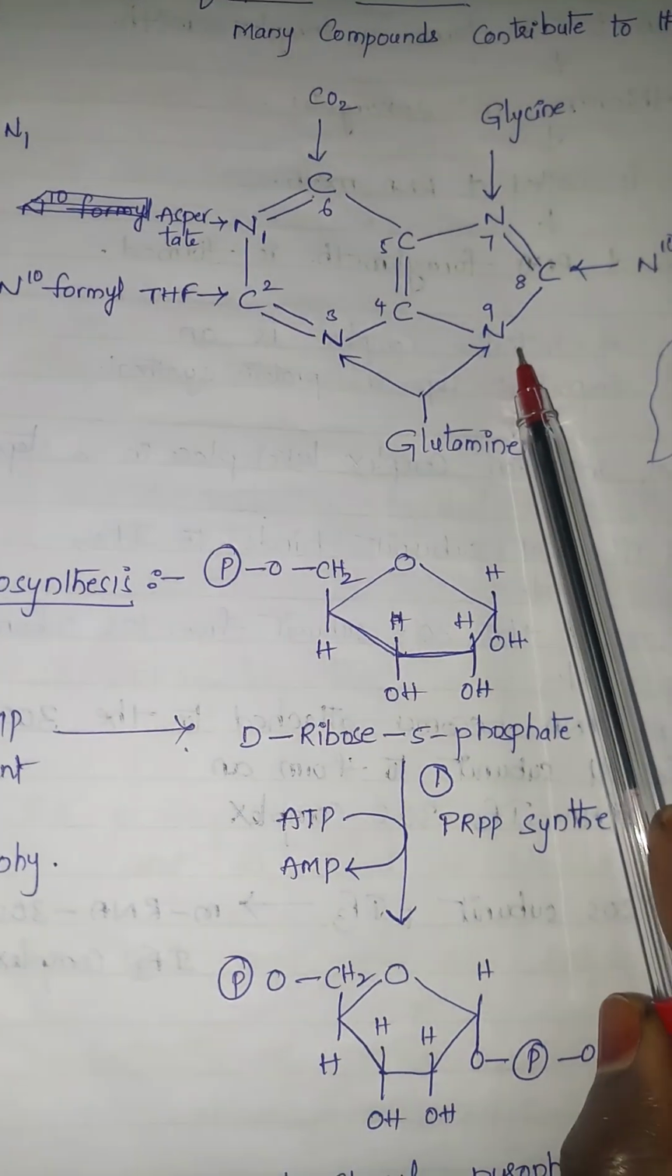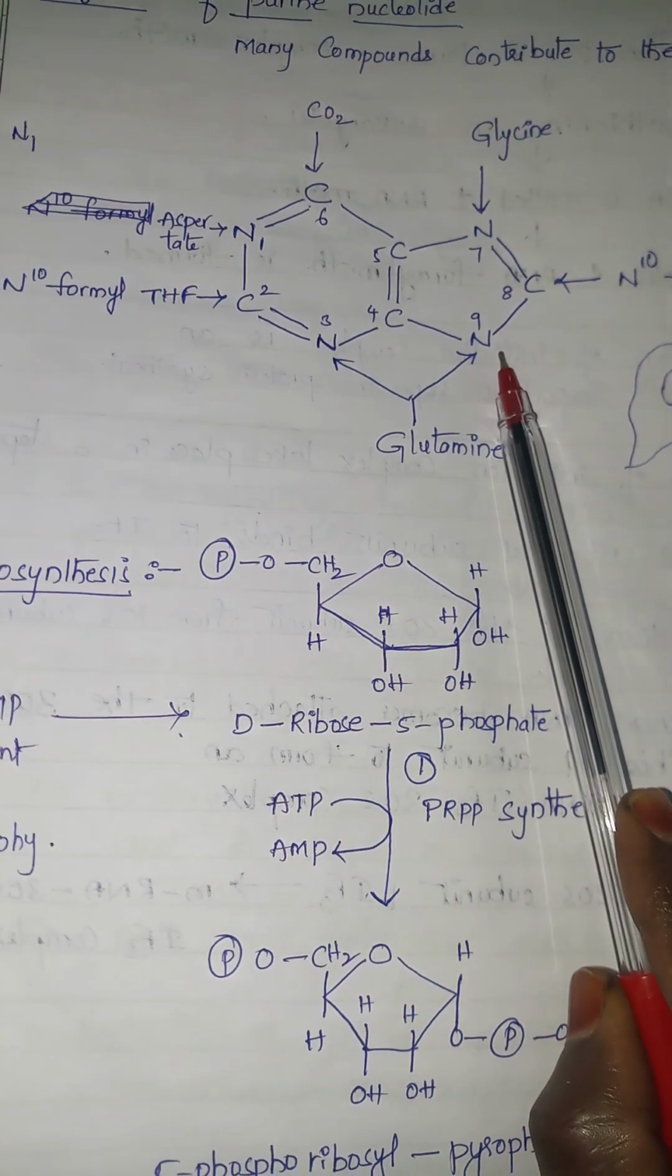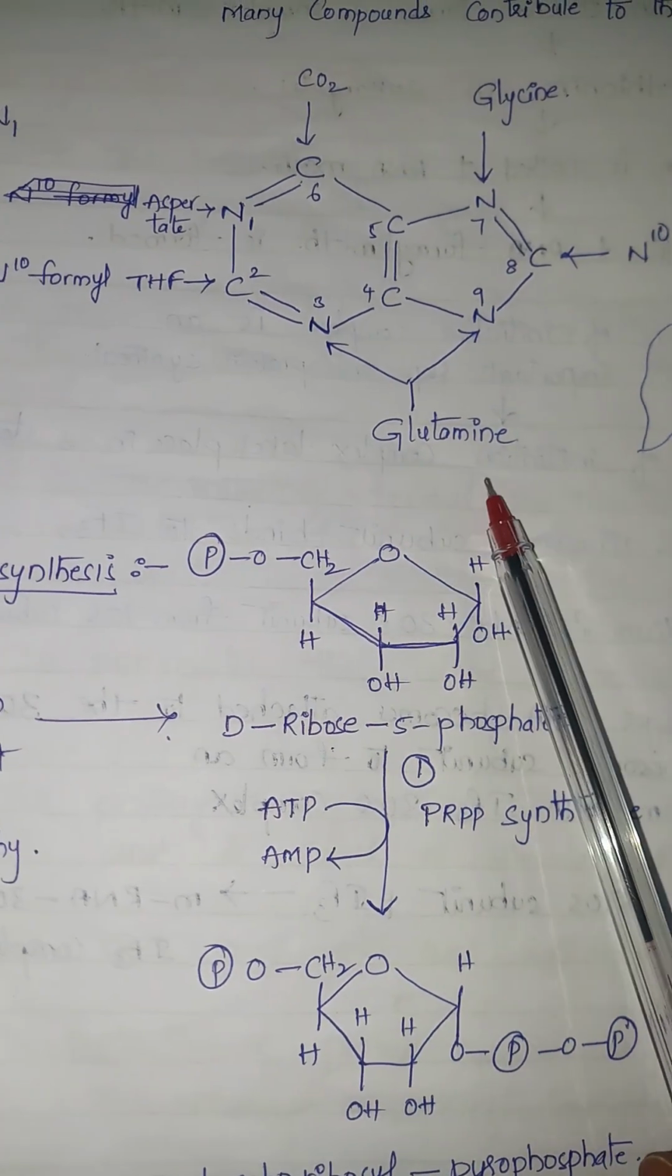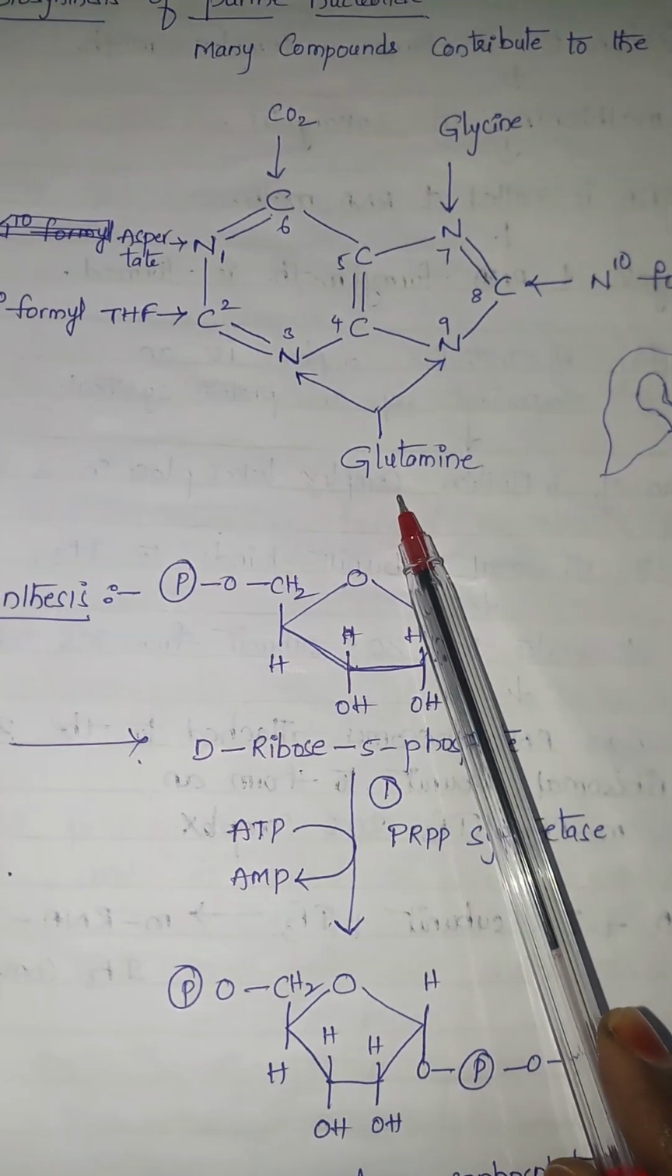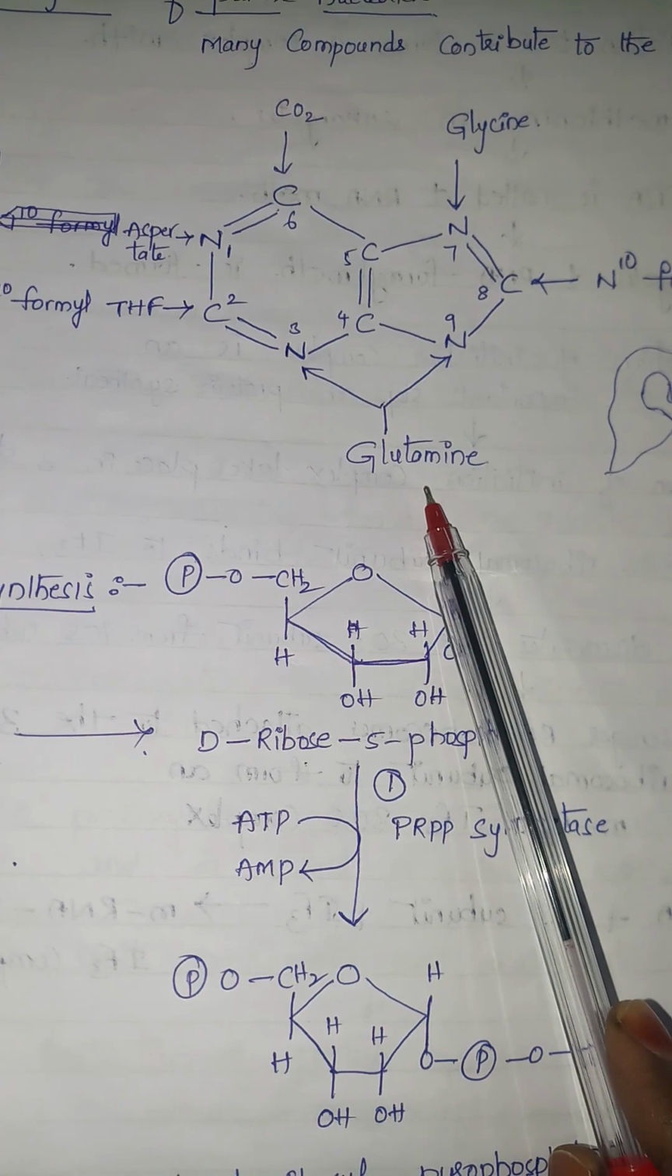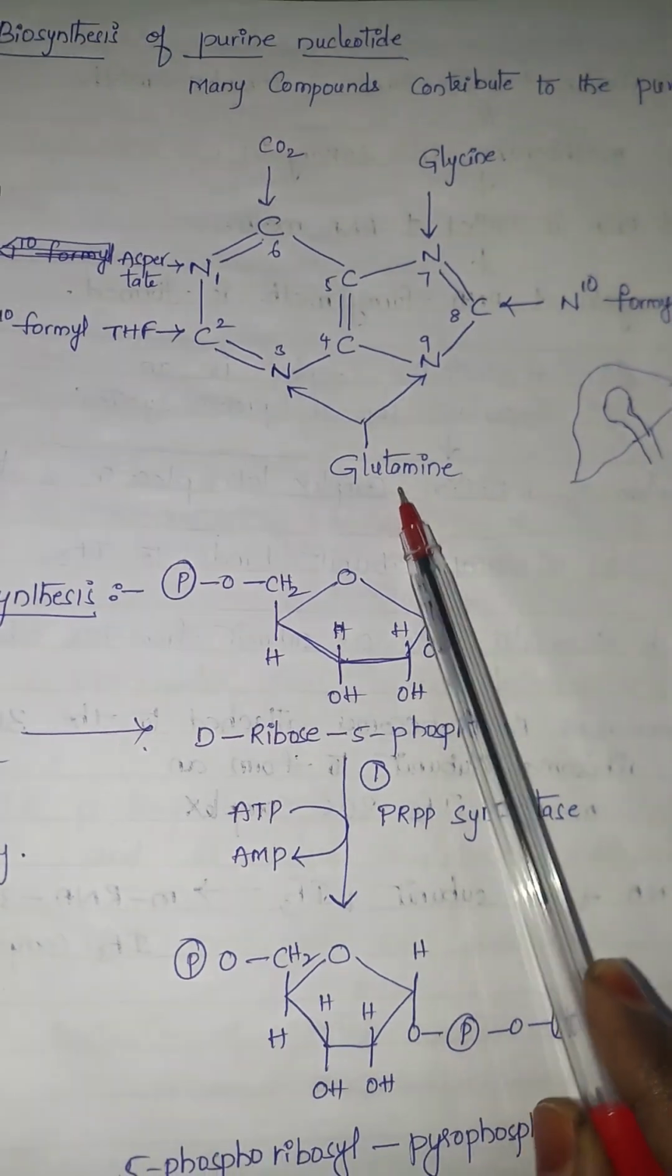N3 and N9 are obtained from the amide group of glutamine. N3 and N9 arise from glutamine. It is the amide group.